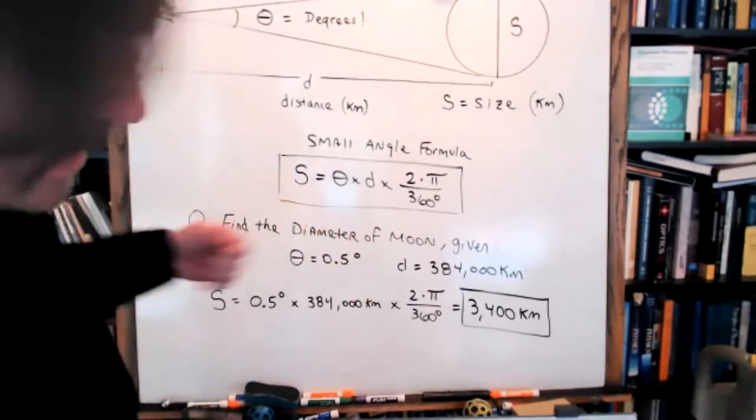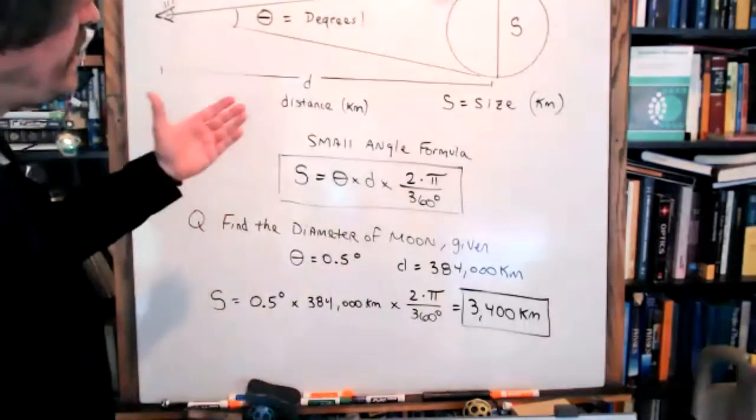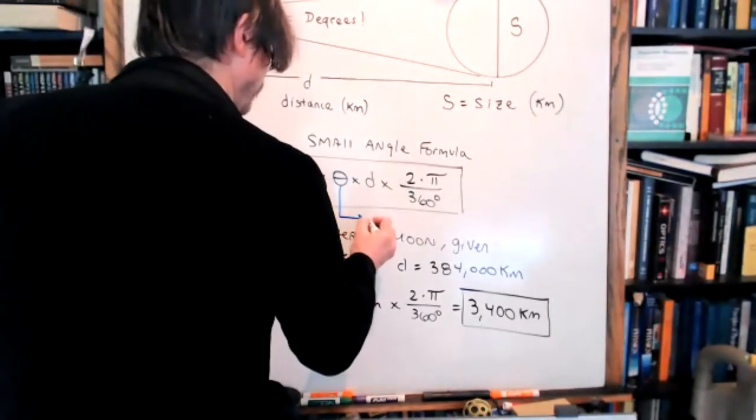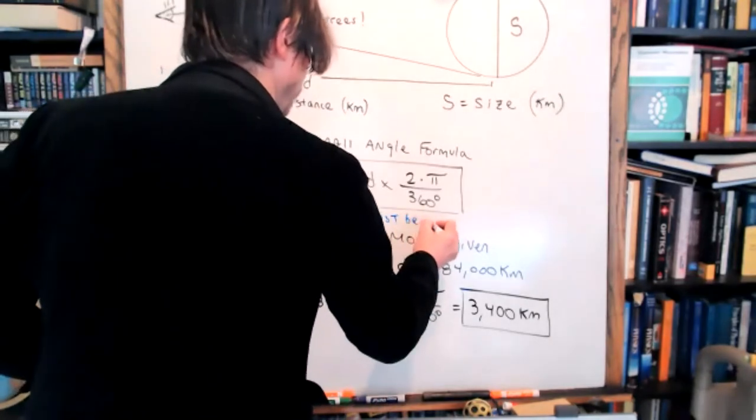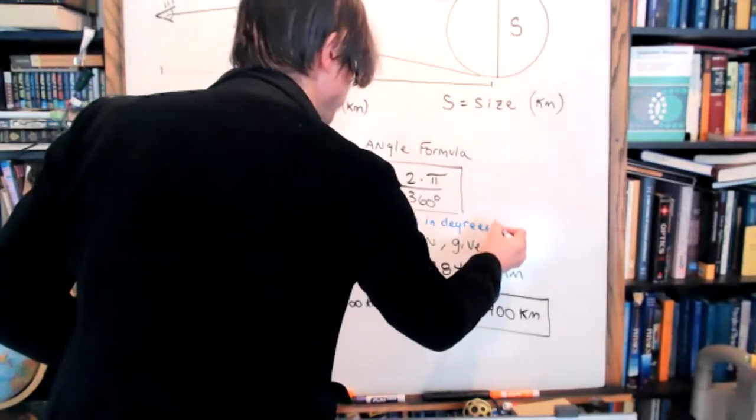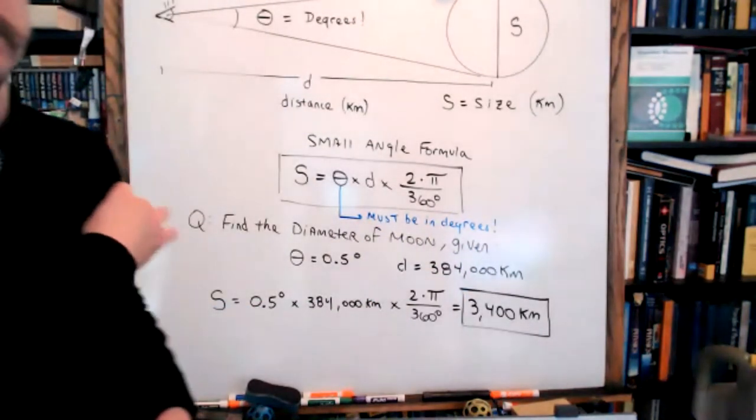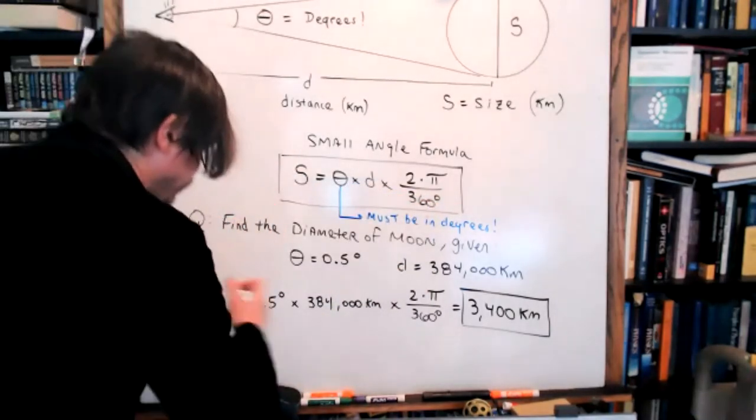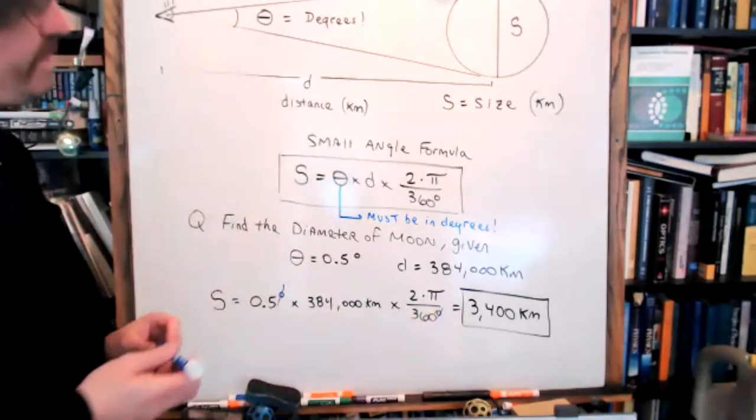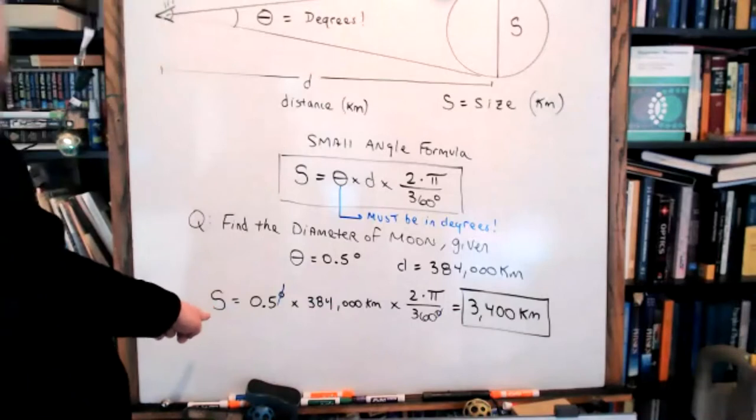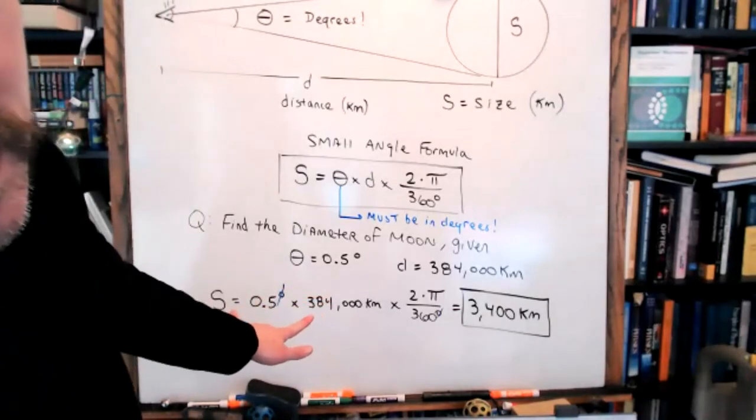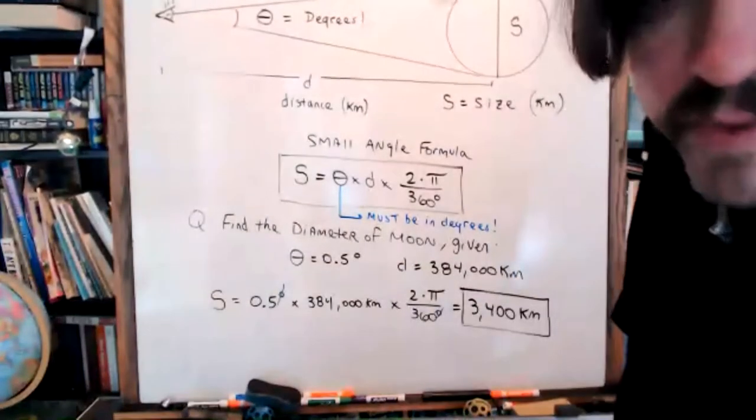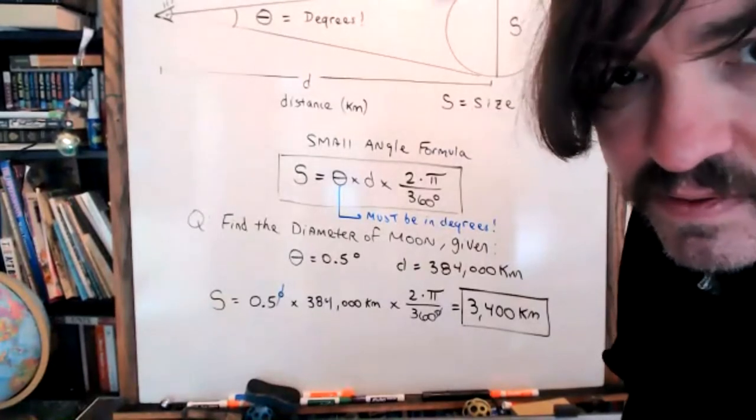Let's make a note to self. This is really important. In this version of the small angle formula, the theta, the angular size, must be in degrees. And that's to cancel out with the 360 degrees there. You'll notice that in my equation, degrees on top cancel out with degrees on bottom. The distance and the size are actually flexible in their units, but they have to be the same. And so usually you'll want to use kilometers. And we'll see that in our homeworks today. Okay, any questions about this?